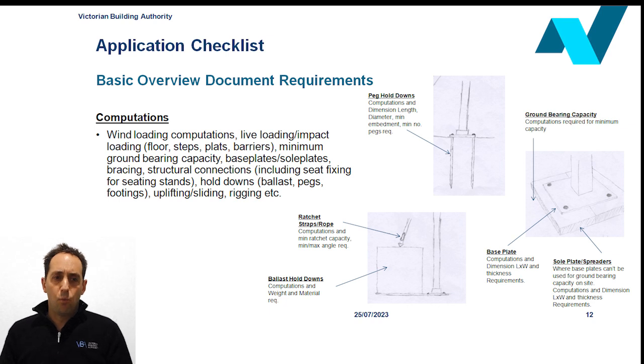Applicants, where other hold down options, either no pegs, no ballasts, or footings, or no requirements for sole plates or rigging are required for the particular structure in that submission, make sure you detail this in the application submission, either in the computations or within the application form is okay as well. It'll save a lot of hassle down the track.